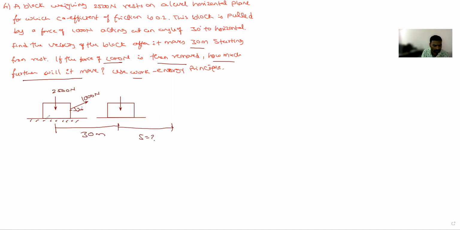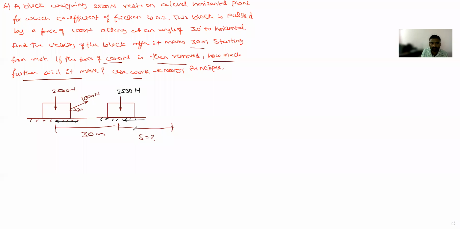Is it understood, everyone? Okay, when the body is moving in this direction, how will the frictional force act? In the opposite direction. So I will take this as the opposite direction, this is the frictional force. Now, after removing this 1000 Newton, the body is moving in the same direction, but the motion is reducing, and finally it will come to rest. How will the friction be? Same direction. So this is also rough.